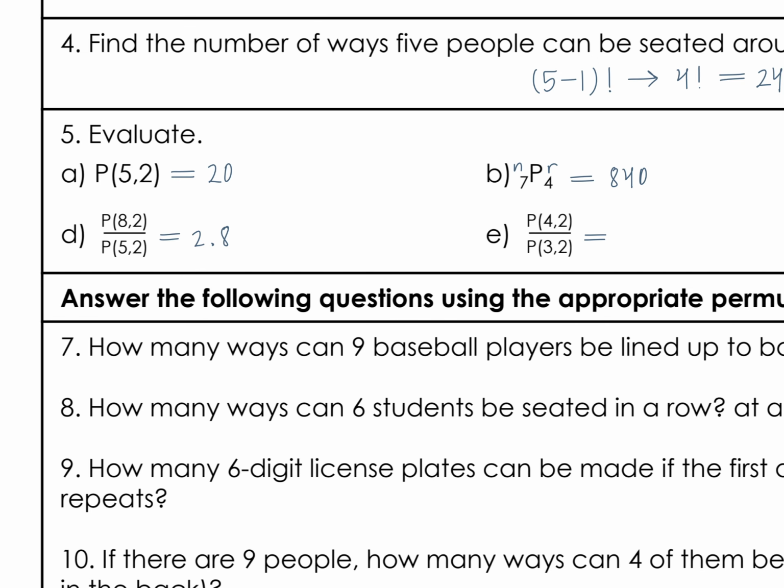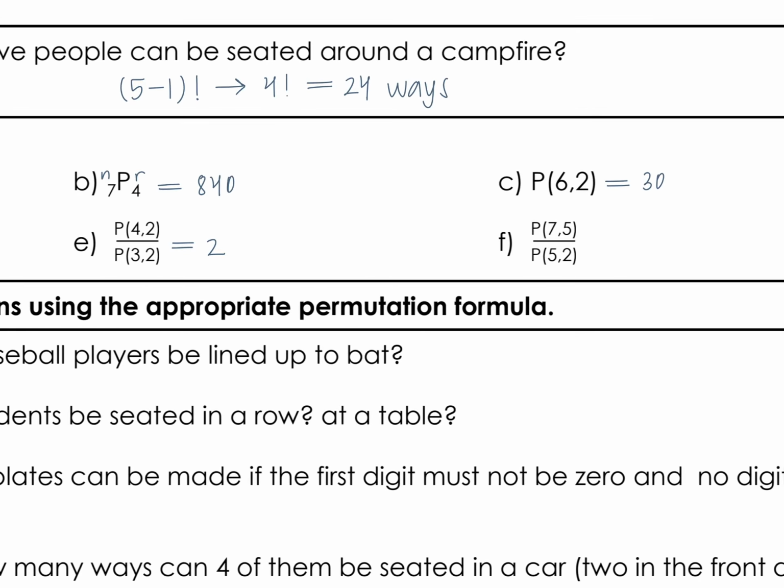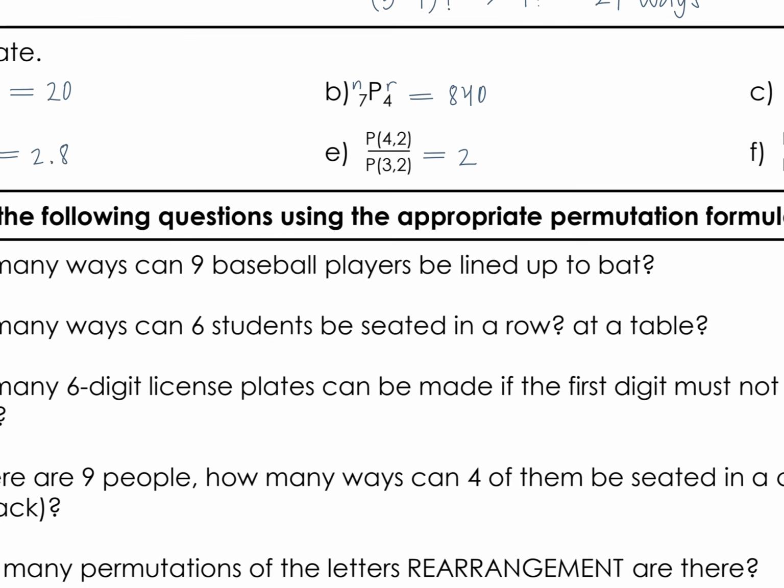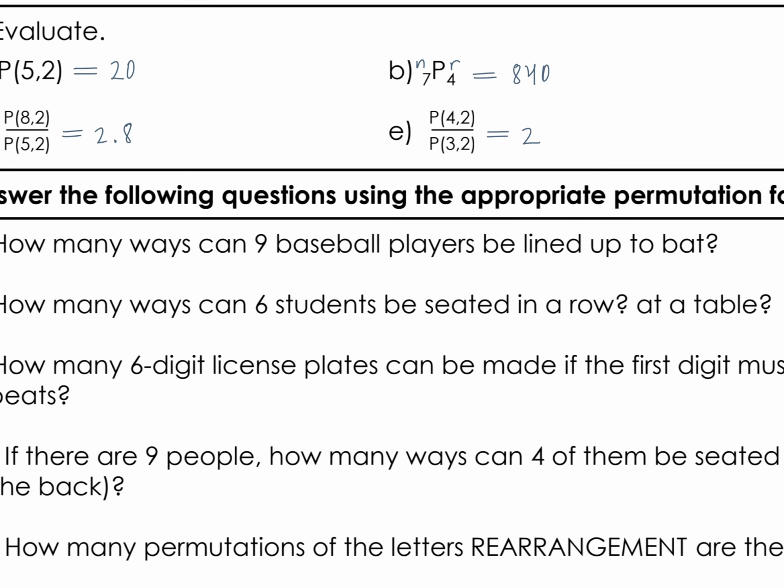For E, you're going to get 2. And then for F, you're going to get 126. Okay, like I said, for those, I kind of just sped through them because it's just a matter of plugging into a calculator. You're really not going to see in my videos me being able to plug into it because I don't know how to show that.